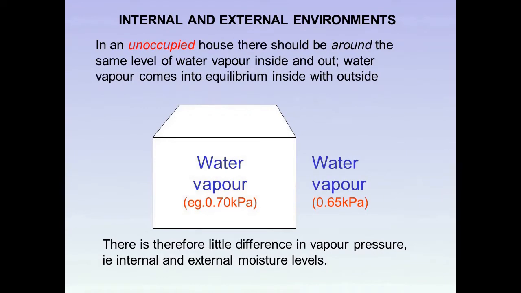If we look now, carrying on with our water vapour, at internal and external environments, in an unoccupied house there's roughly the same level of water vapour in the property as there is outside. It comes into equilibrium. There's no water vapour being developed anywhere. There's little difference in the vapour pressures between internal and external moisture levels.